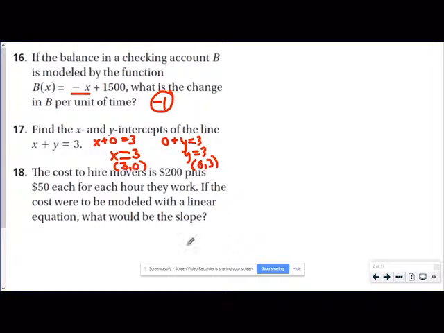Cost of hiring movers is 200 plus 50 each hour they work. If the cost were modeled by a linear equation, what would be the slope? The slope would be here, 50 for each hour. That is the rate of change. So your slope would be 50.